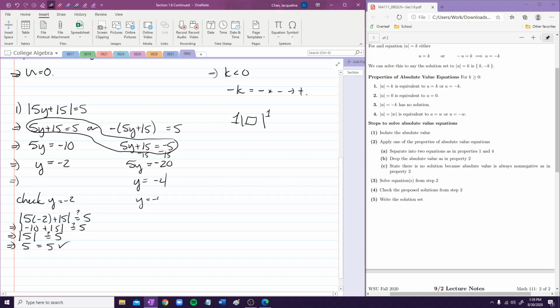Now let's look at y is equal to negative 4. When we plug that in, we get 5 times negative 4 plus 15. Does this equal 5? 5 times negative 4 is negative 20 plus 15. Negative 20 plus 15, that is negative 5. Does this equal 5? The absolute value of negative 5 is 5, so this holds. So what is our solution set? Our solution set is negative 2, negative 4.